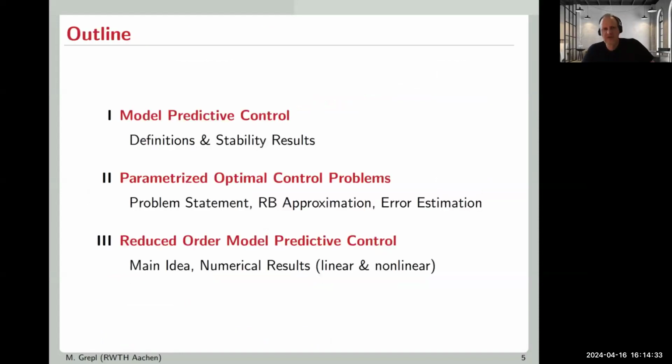So the outline: I will briefly talk about model predictive control, the definitions and stability result that we require. Then I will briefly recall some results for the finite horizon optimal control problem, and then combine the two for a reduced order model predictive control framework.